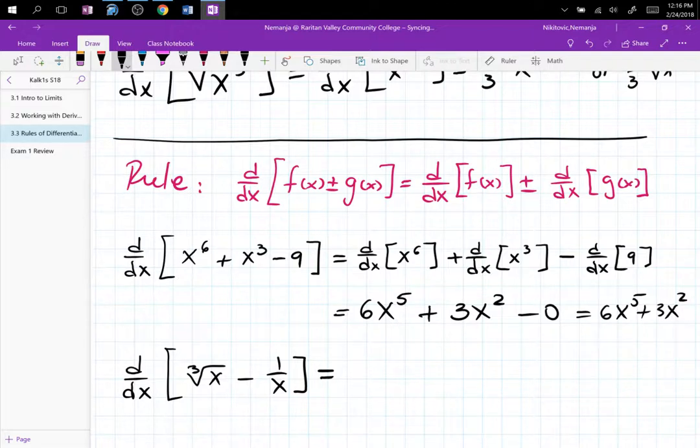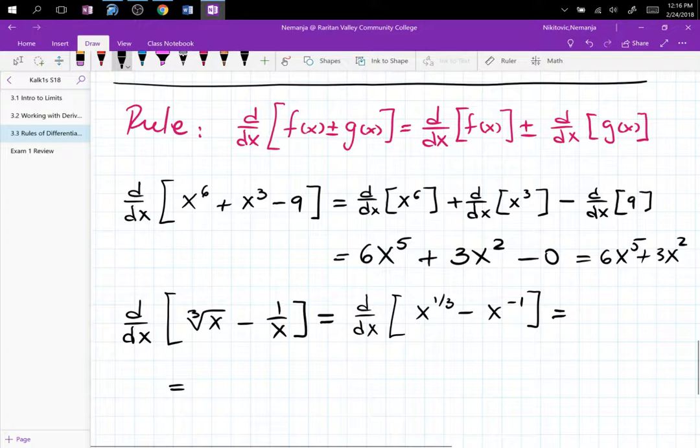We are starting with two terms, we will end with two terms. What is the sign between the two terms in your answer? Positive. Good. It has to be positive, right? The problem has a negative, but when you take the derivative of 1 over x, you will get negative. So negative and negative is positive. Good. So I'm going to rewrite this first as the derivative of x to the 1/3 minus x to the negative 1. Then I will take the derivatives.